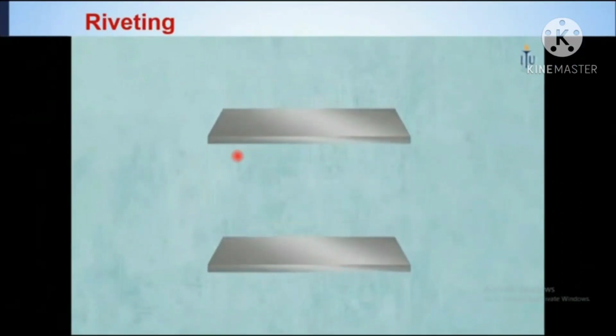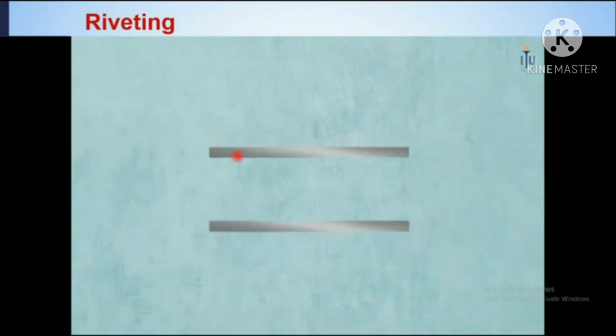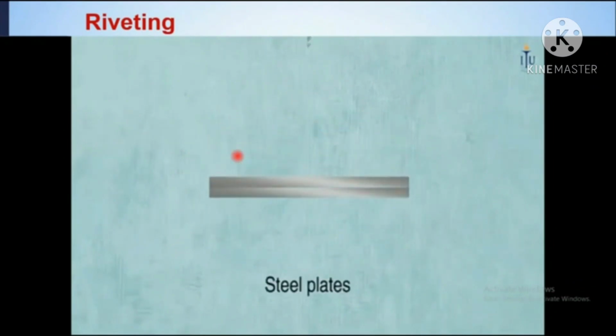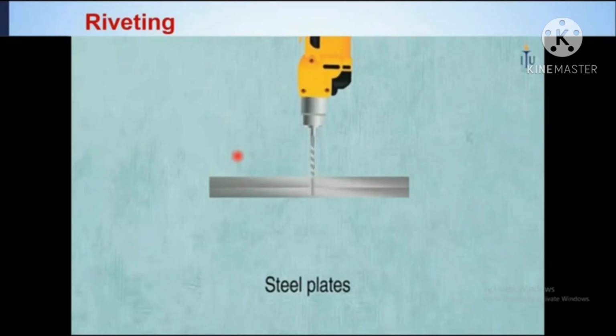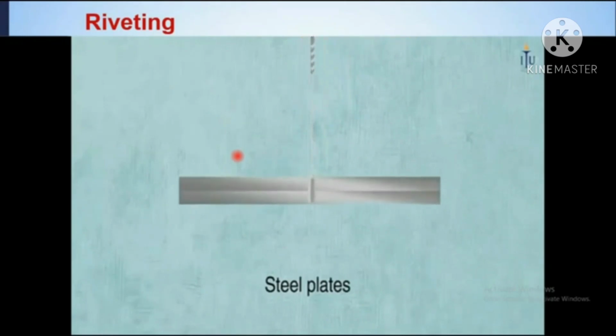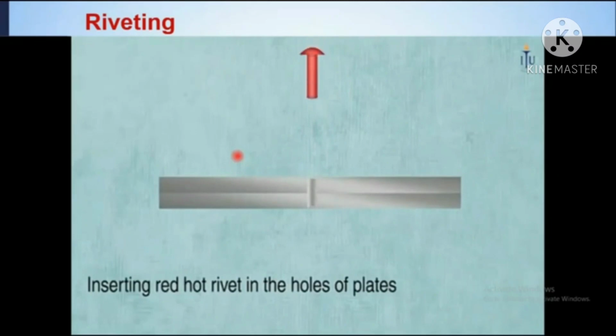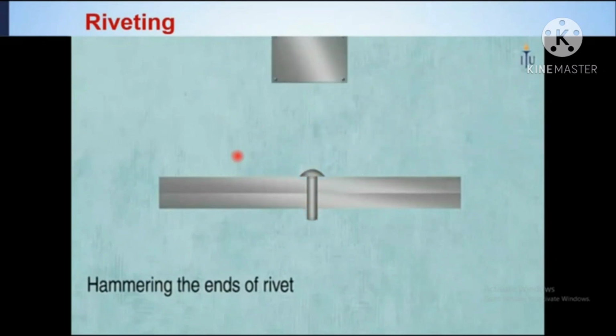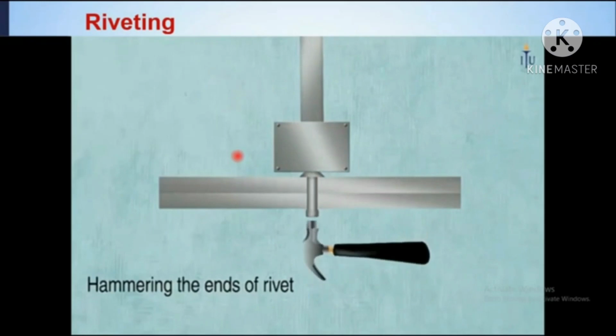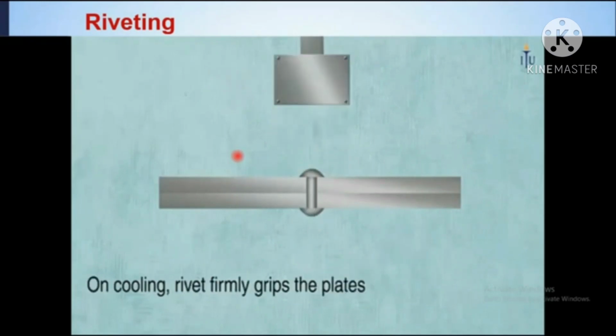By combining two metal plates, we can use rivets. Here we have to make a hole by combining these two plates. In this hole, we can put a red rivet. Red rivet means heated rivet. After the hammering effect, top and bottom, it will fix very firmly. After the cooling effect, the rivet will contract.